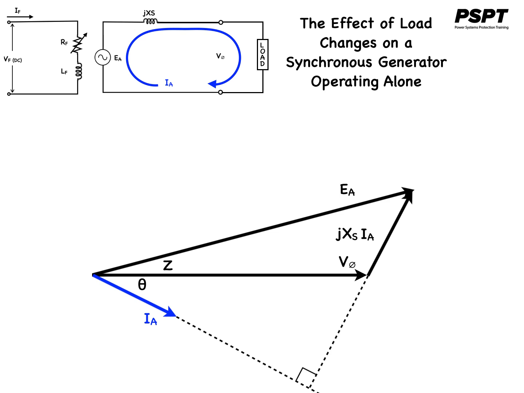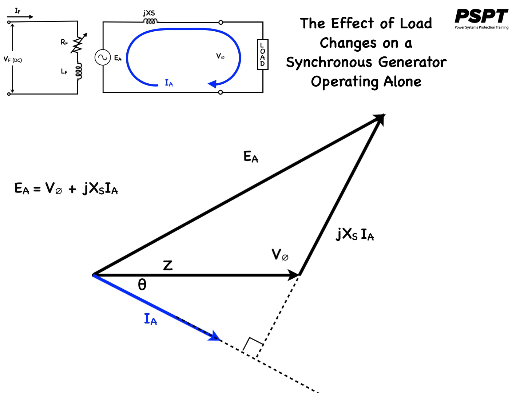First, let's examine this generator operating at a lagging power factor. If more load is added at the same power factor, then the magnitude IA increases but remains at the same angle. Therefore, the armature reaction voltage, XS IA, is larger than before, but it also is at the same angle.